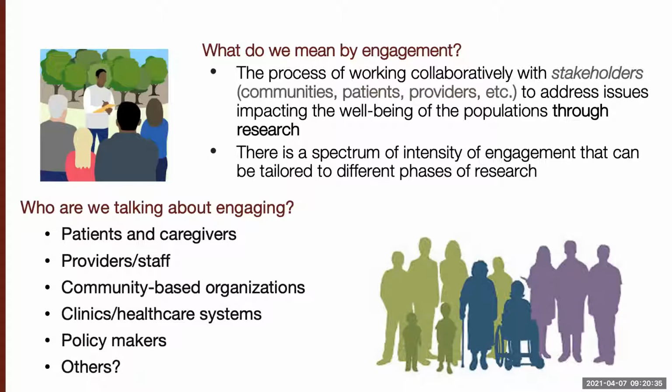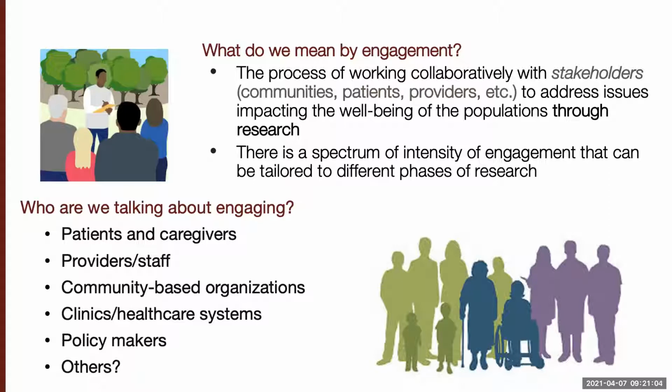There's a spectrum of intensity of engagement that can be tailored to different phases of the research. We're going to talk about that spectrum of engagement, and I want you to be thinking about the different phases of research, from formulating the research question, designing the study, implementing the study, and thinking about dissemination. So we'll talk about different strategies that can be tailored to each of those different phases.